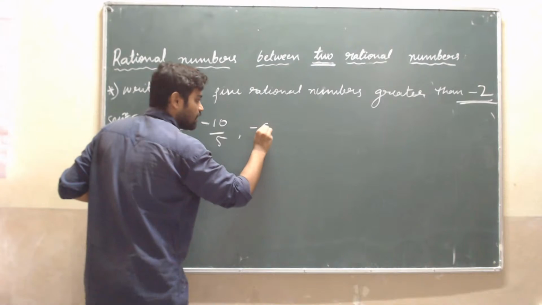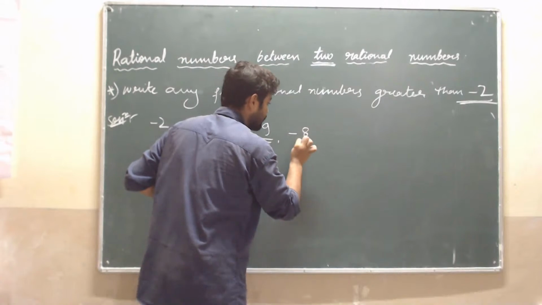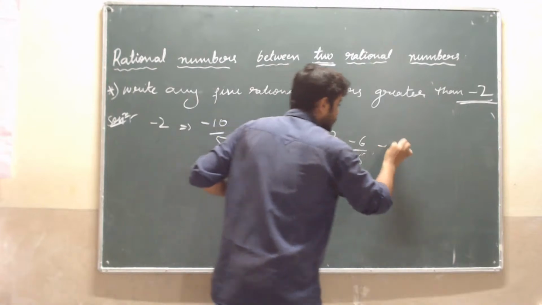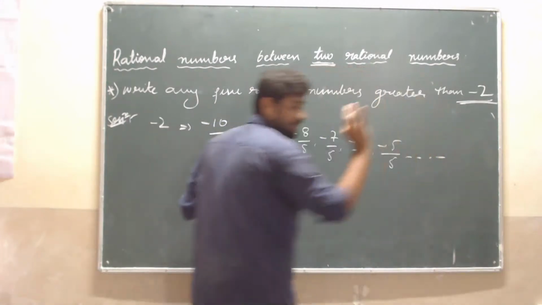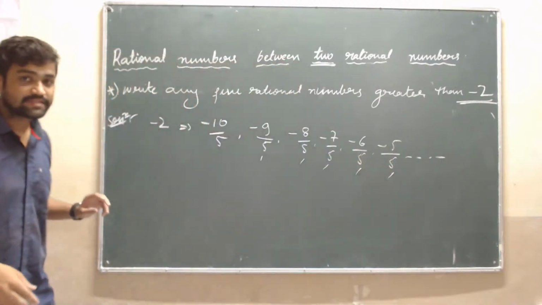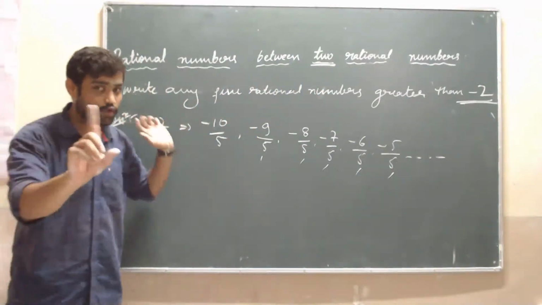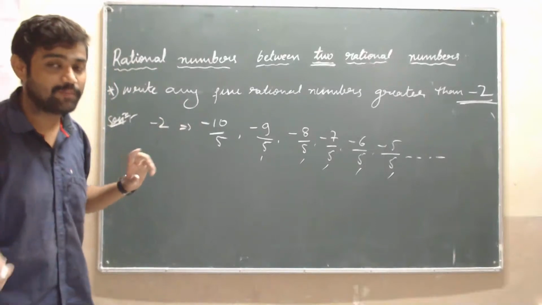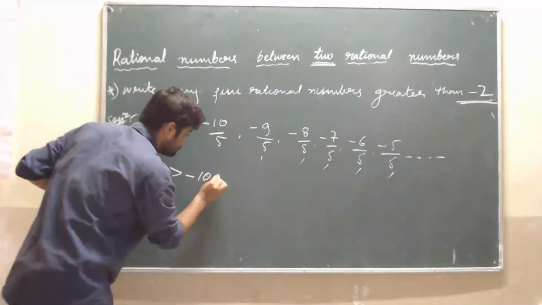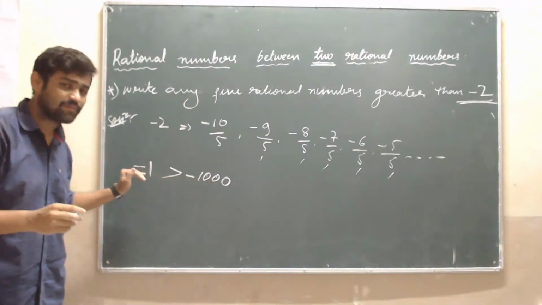So I will write it here. Minus 9 by 5, minus 8 by 5, minus 7 by 5, minus 6 by 5, minus 5 by 5. Only that is 1, 2, 3, 4, 5. Sir, that means greater than minus 2, even don't be confused. That is minus 1 will be greater than minus 1000, isn't it? Comparing minus 1 and minus 1000, minus 1 will be greater.